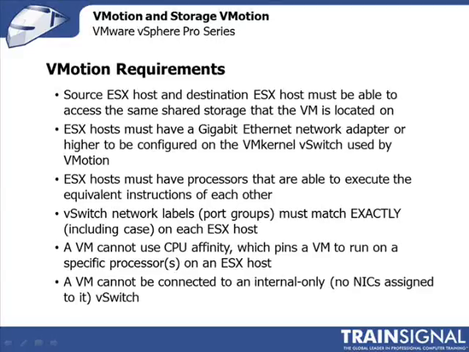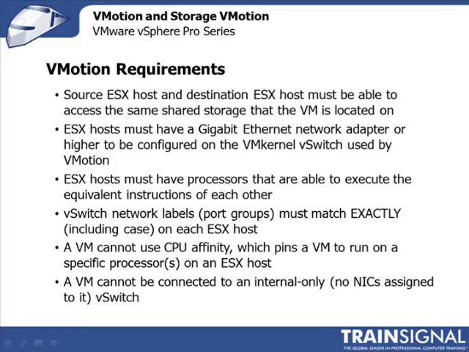vMotion has some strict requirements to ensure compatibility of a virtual machine moving from one ESX host to another. First, both the source ESX host and destination ESX host must be able to access the same shared storage that the VM is located on. The shared storage can be either Fibre Channel, iSCSI, or NFS. vMotion will also work with raw device mappings as long as they are configured to work in virtual compatibility mode. ESX hosts must have a gigabit Ethernet network adapter or higher to be configured on the VMkernel vSwitch used by vMotion. Slower NICs will work, but they are not recommended.